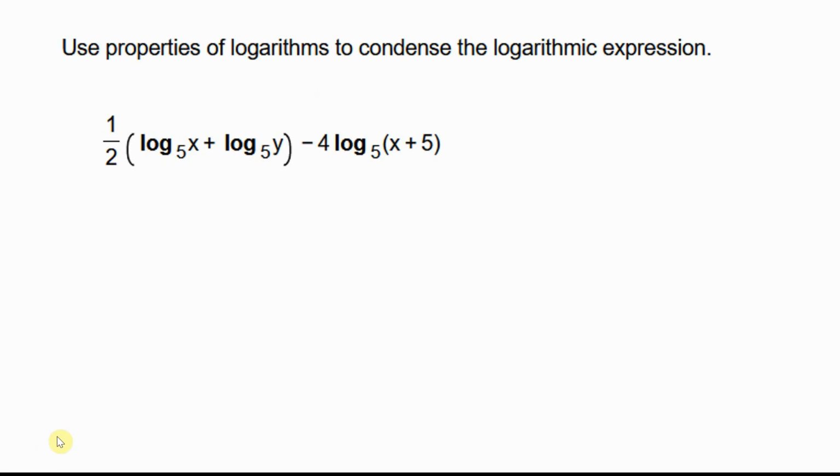Let's move on. Again, we're going to write as a single unit. We're going to run that 1/2 through. So this is 1/2 times log, not natural log, log base 5 of x plus 1/2 times log base 5 of y. And then eventually we've got to make the multiplier the power.